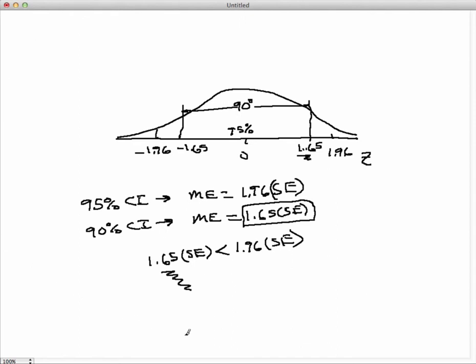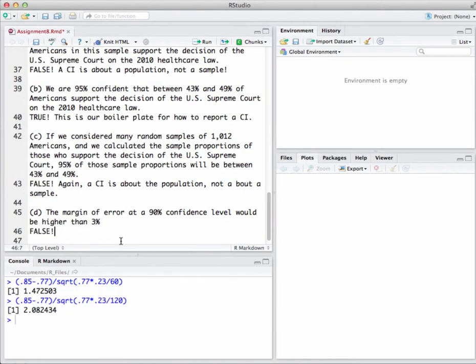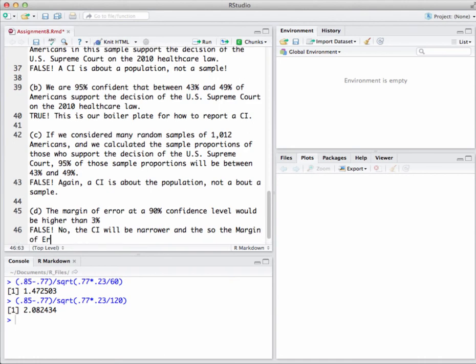Okay, let's go back to our studio here and let's take a quick peek. See, I think we might have nailed them all. Yep, we got them all. We just got to finish typing up what we said there, and we go, no, the CI will be narrower and so the margin of error will be smaller.